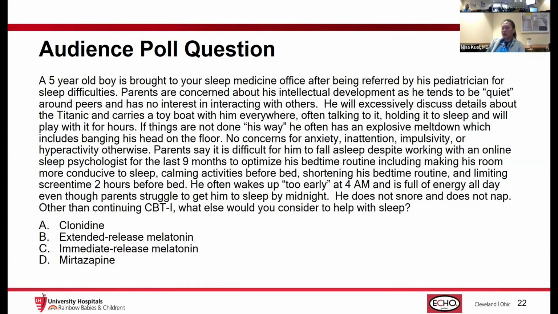Parents say it's difficult for him to fall asleep despite working with an online sleep psychologist for the last 9 months. They've optimized his bedtime routine by shortening it. They made his room more conducive to sleep, so he enjoys it, calming activities before bed, and limiting screen time 2 hours before bed. He often wakes up too early for parents at 4 a.m. They would like him to sleep in until about 6 or 7. He's full of energy all day, even though the parents really struggle to get him to sleep by midnight. He does not snore, he does not nap. So other than continuing CBTI, what else would you consider to help with sleep?